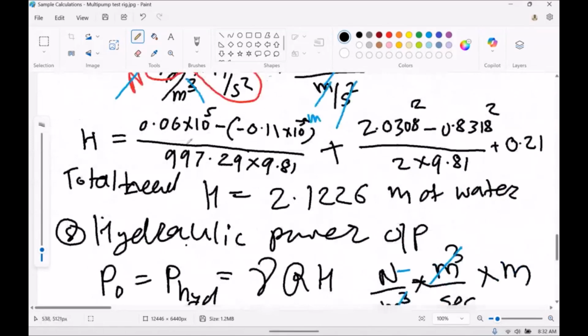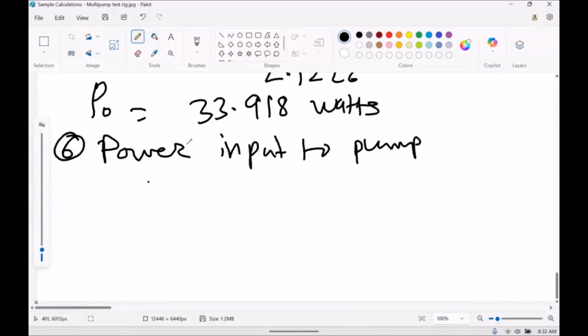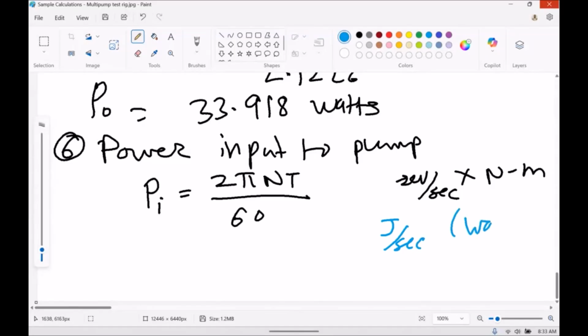Now next we will go for 6, power input to pump. We can calculate, as we studied in other courses also, electrical technology or other courses, power input for an electric motor is given by 2 pi NT divided by 60, where N is speed, revolution per second. Here it is very important, revolution per second, because if you don't divide it by 60, it is rpm, and torque is in newton meter. So revolution is a pure number, and Newton meter is nothing but joules, and you will get watts.